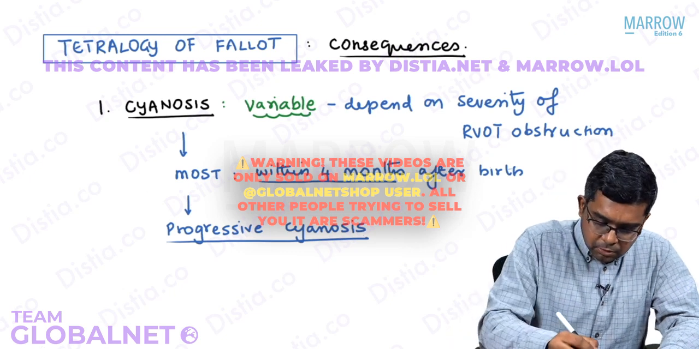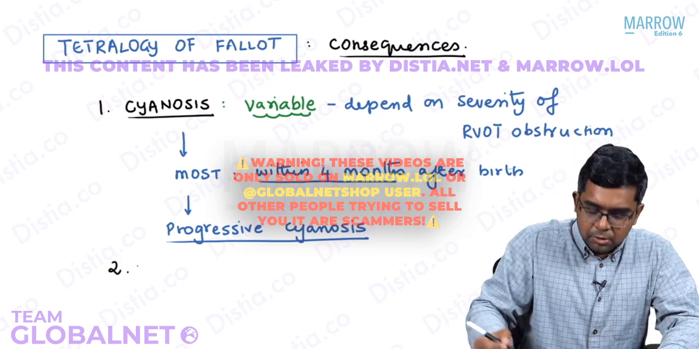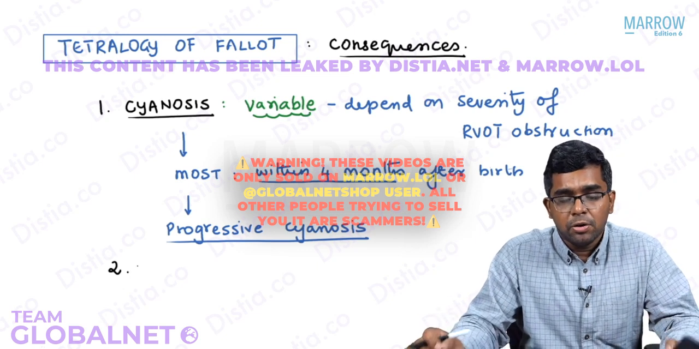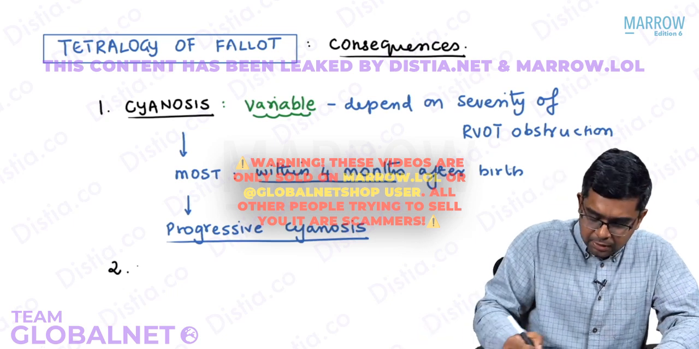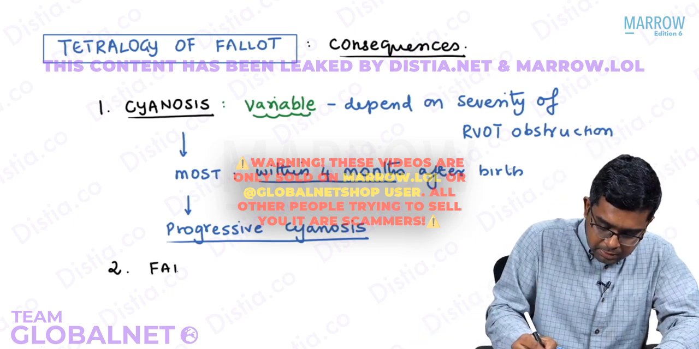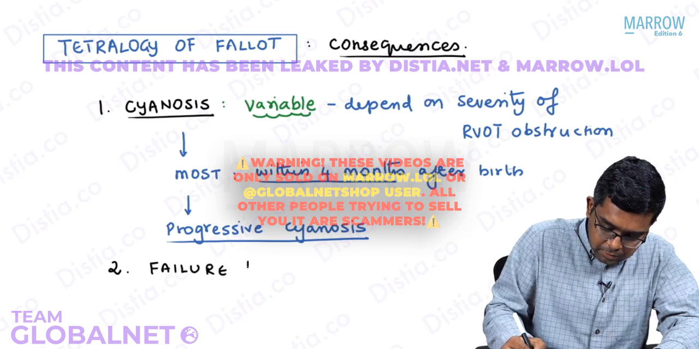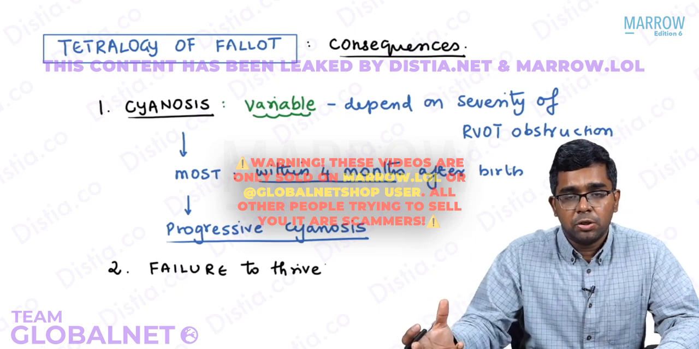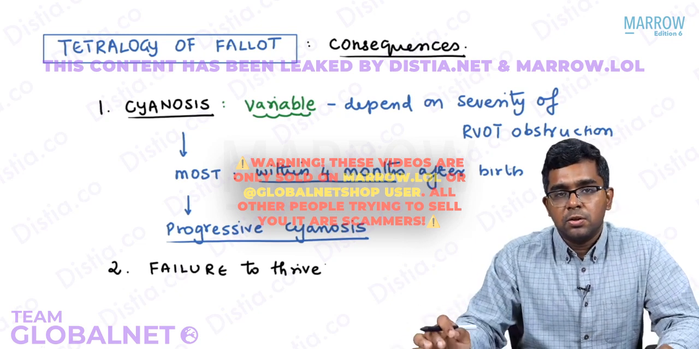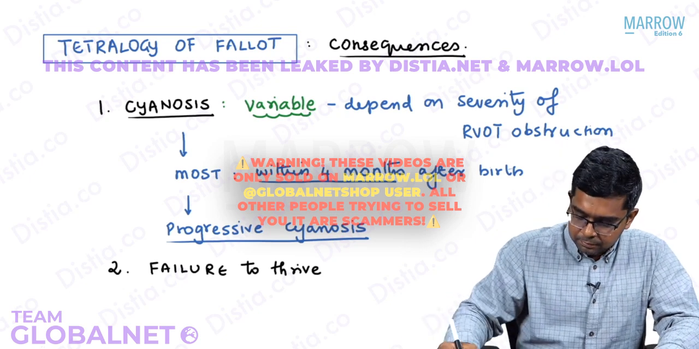The other features include, because this is a progressive and chronic condition, the child will have inability to gain adequate weight or height, resulting in failure to thrive. That is the second feature. Failure to thrive. The child will have less weight than expected. The child will also appear short and things like that, which is what is called failure to thrive.